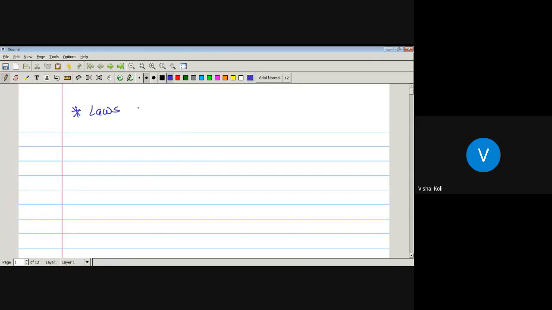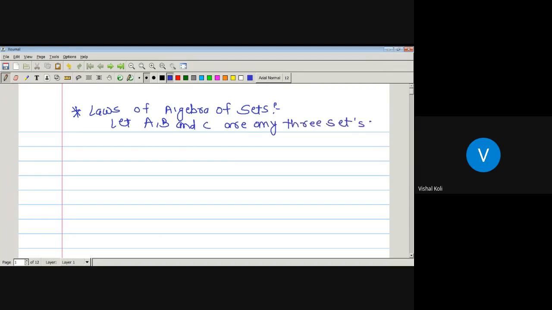Laws of algebra of sets. Okay, there are some properties. Now let A, B, and C be any three sets. Then first one, A union B equal to B union A, and A intersection B equal to B intersection A.